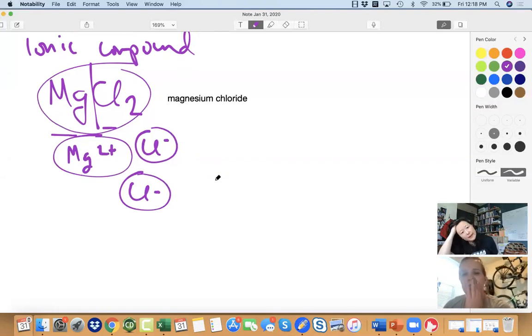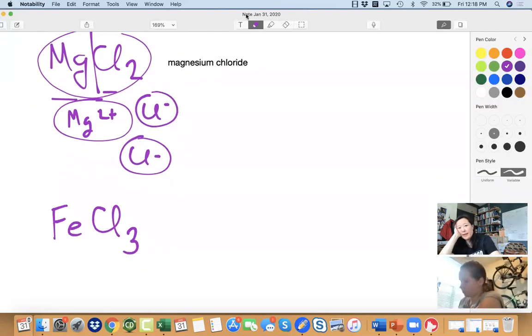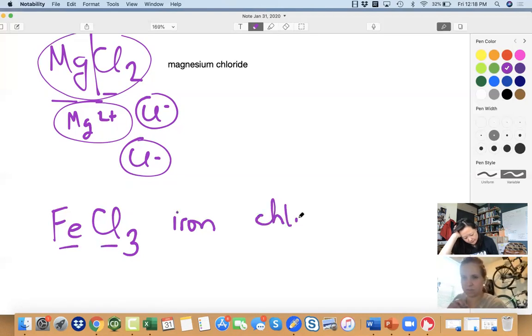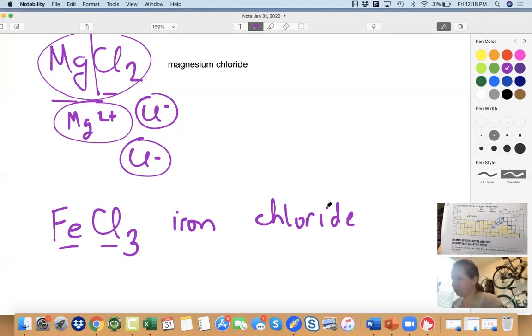So the next thing would be, how would we name something like FeCl3? That should be similar, right? Name the first part. Iron, right? Iron, and then the second part is still chloride. But there's something weird about iron. When you look at it, it's in the middle, so you have to use a Roman numeral.